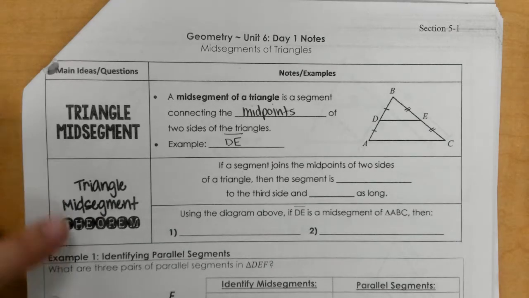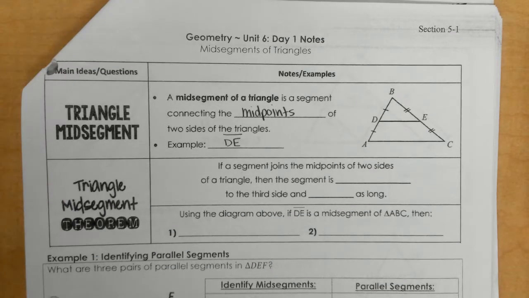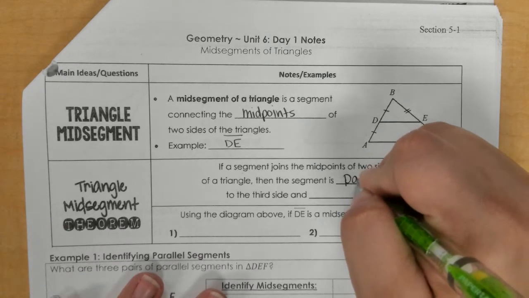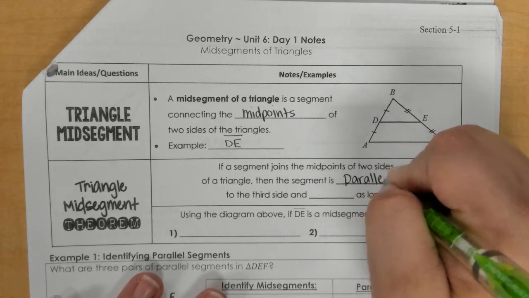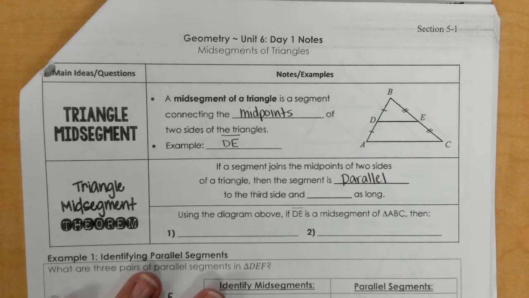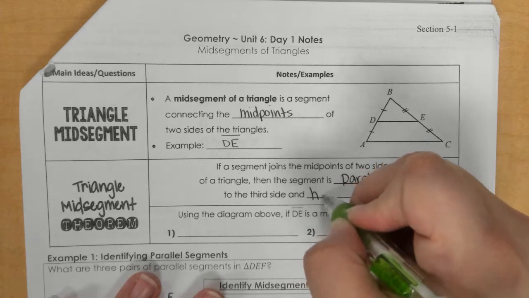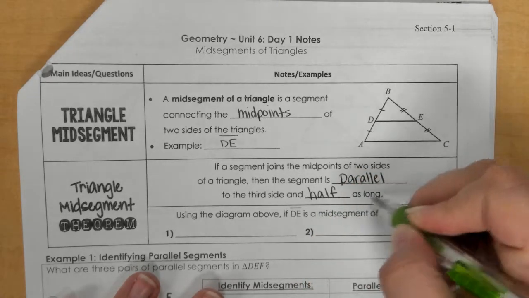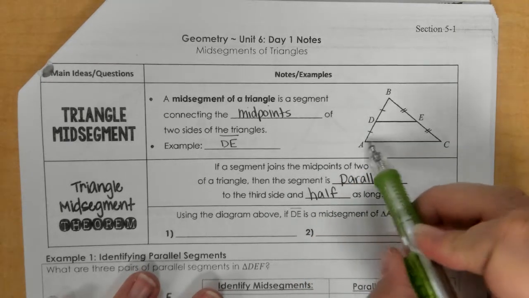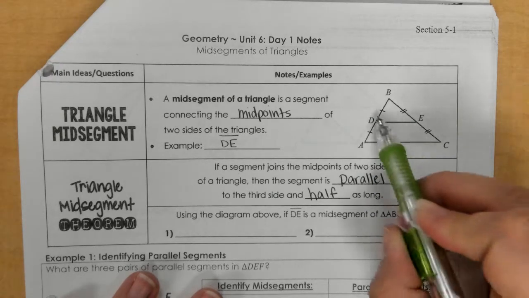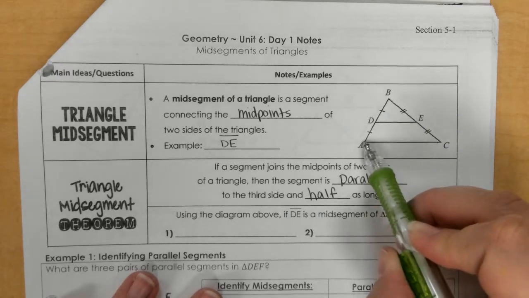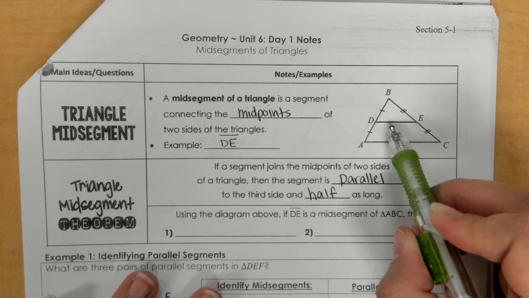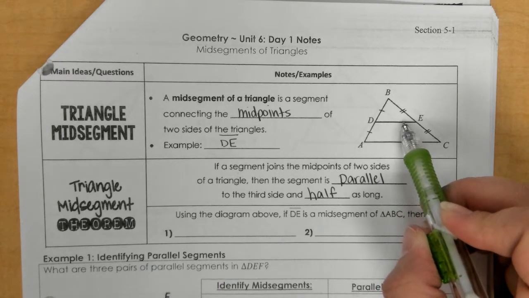The triangle midsegment theorem says if a segment joins the midpoints of two sides of a triangle, then the segment is parallel to the third side and half as long. Okay, so they're saying that AC is parallel to DE. If this was 20, then DE is half of that, which is 10.